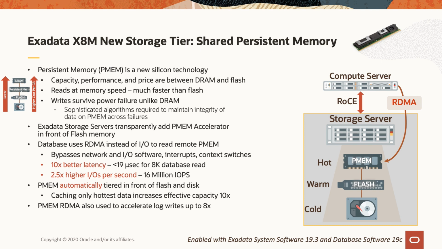So from a database node, when you need to read a block, we put persistent memory in the storage server as another tier of caching on top of flash, because it's actually more limited in space. We only have about 1.5 terabytes of PMEM in every storage server, while we have like 25 terabytes of flash. So out of that 25 terabytes of cache data, we pick the hottest 1.5 terabytes and stick them into the PMEM cache.